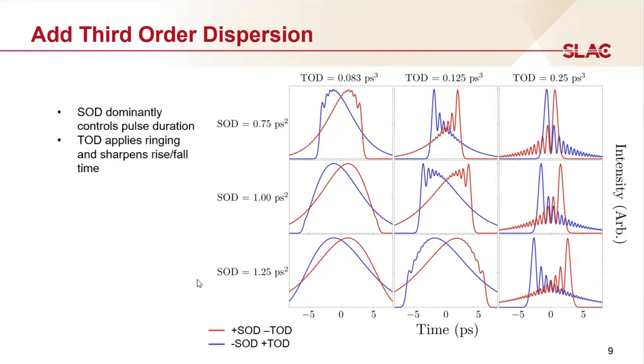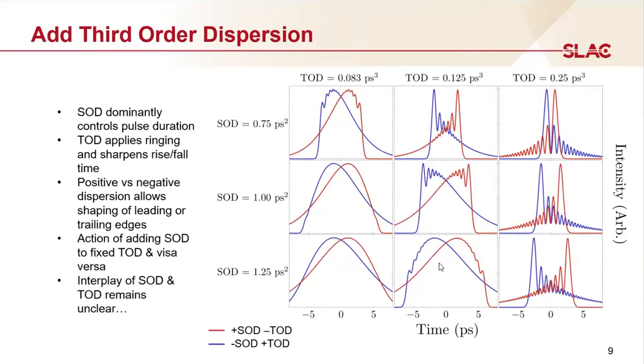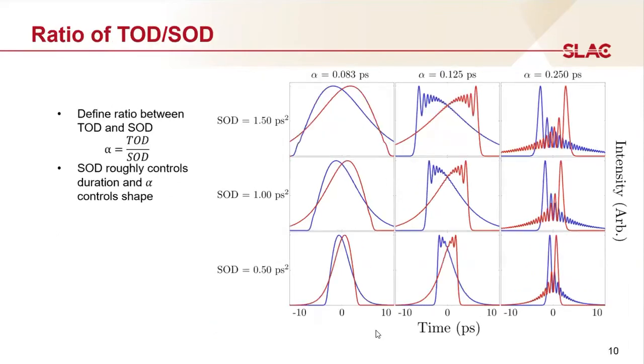The most prominent features here are that SOD dominantly controls the pulse duration, while TOD controls the sharpness of the rising or falling sides. However, it's still unclear a priori how the magnitude of each will affect the pulse shape. This is best seen in the middle column, where we have very different pulse shapes for different combinations.